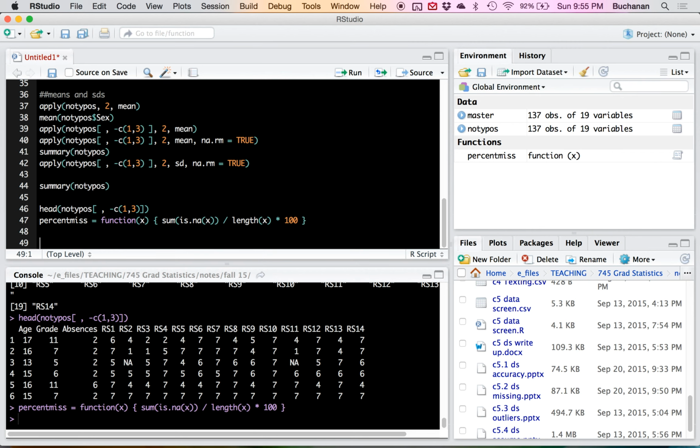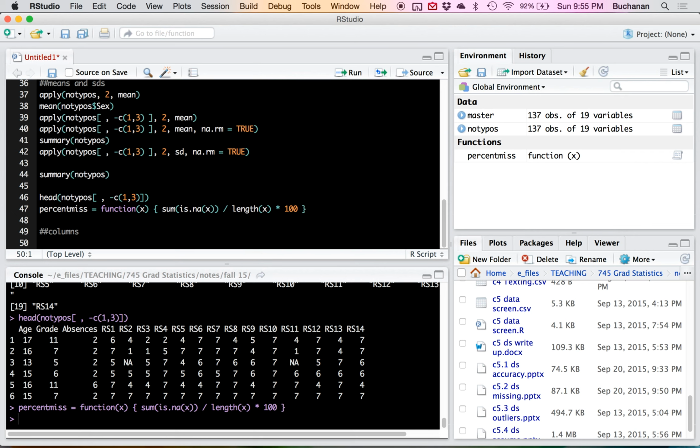So how do I check for columns? To check for columns, we're going to use the apply function. We're going to apply this to our no typos data set. But remember, we've got to drop those columns, so I got my negative 1 and 3. Remember, it's 1 or 2 for rows and columns, so 2 for columns. And now I'm going to type in percent miss, and it's going to run my new function for me.